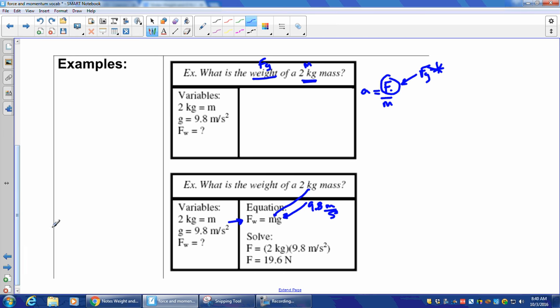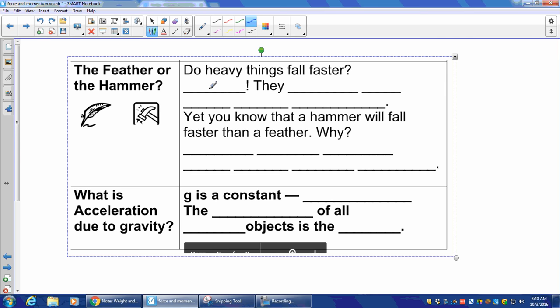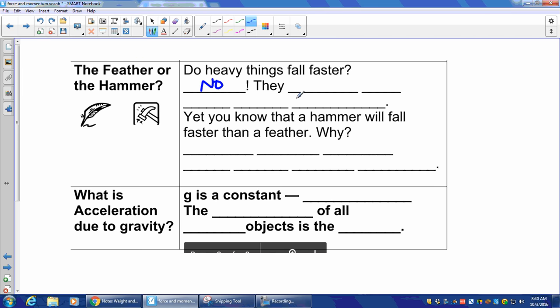All right, last one. Do heavy things fall faster? No, they do not. Okay, and I'll show you the Neil Armstrong video. They fall at the same rate. All at the same rate. Yet you know that a hammer will fall faster than a feather. Well, on Earth it does, because the feather has air resistance.